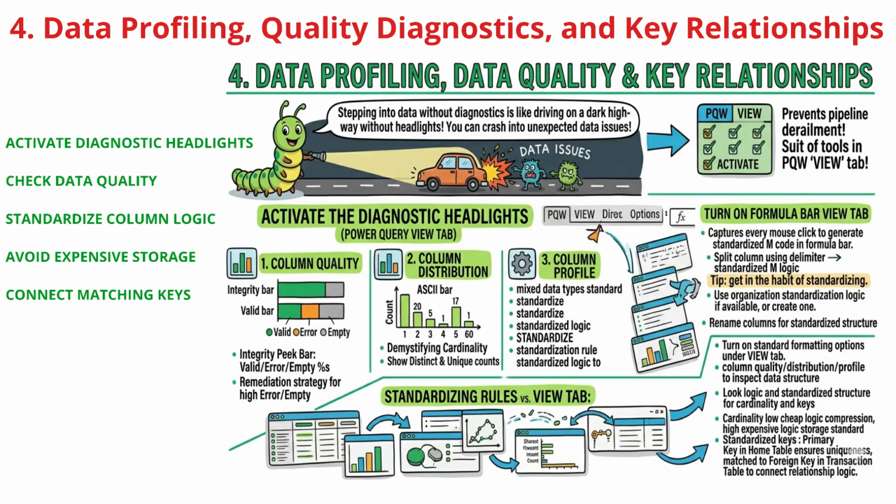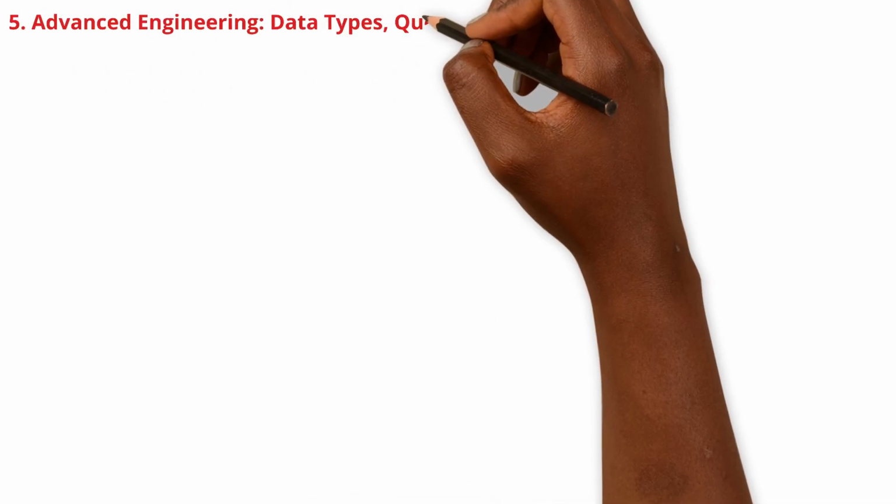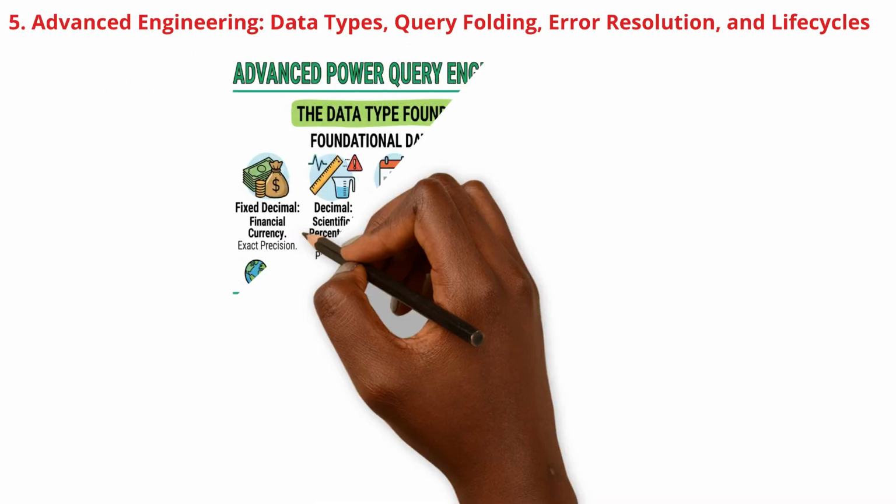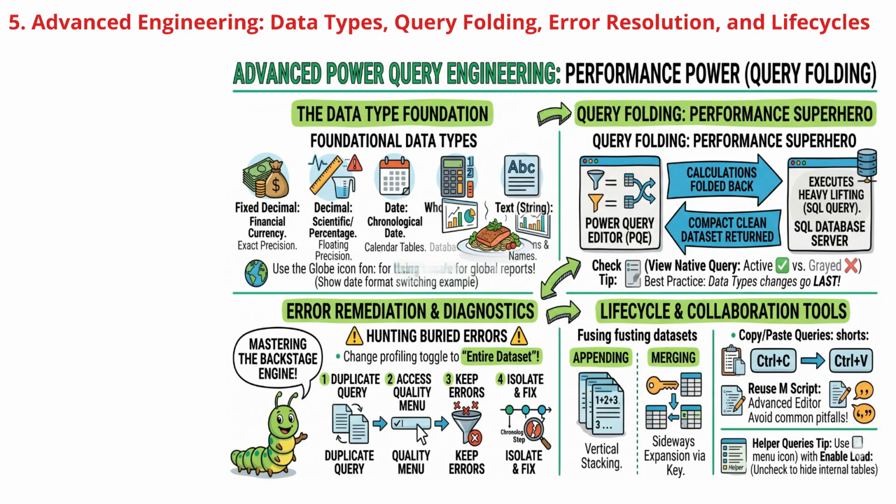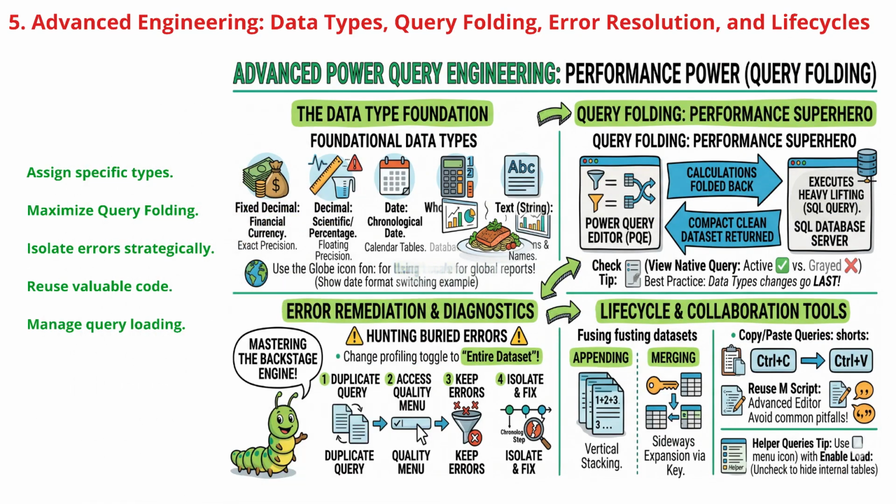For a common professional workflow, this visibility is vital for data discovery. Diagnose first, clean second. Crucially, they demystify cardinality, helping you understand distinct versus unique counts to avoid expensive high-cardinality data before you load. Assigning correct data types is a critical foundational choice. Generic types will lead to calculation errors and severe performance lag.